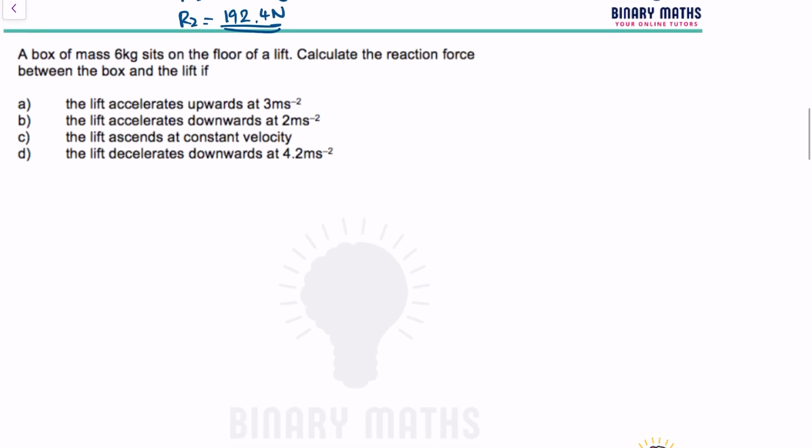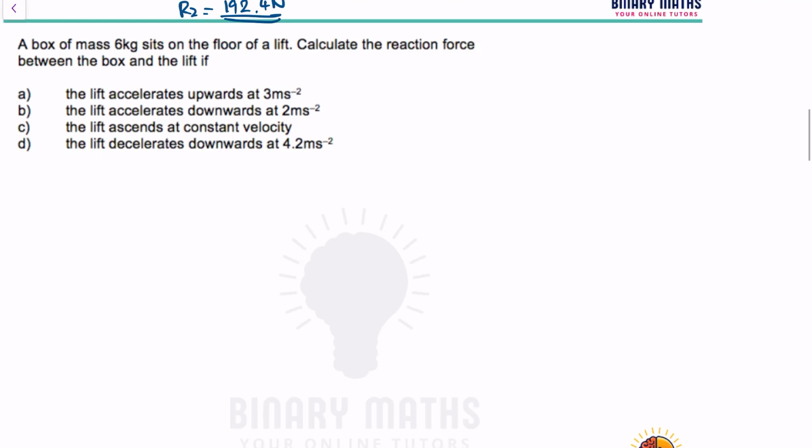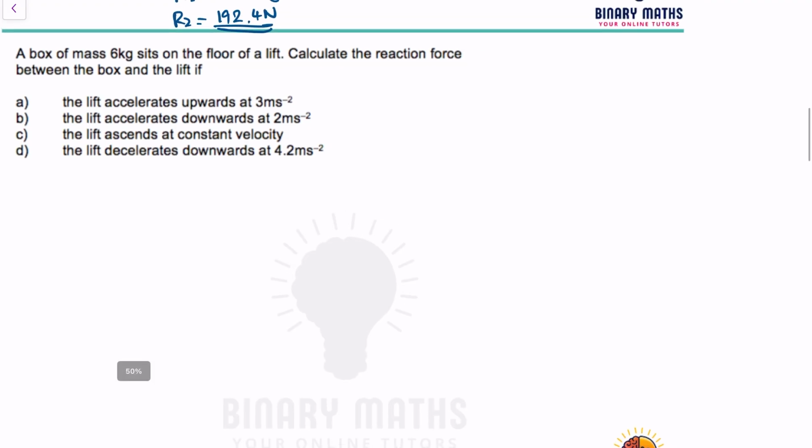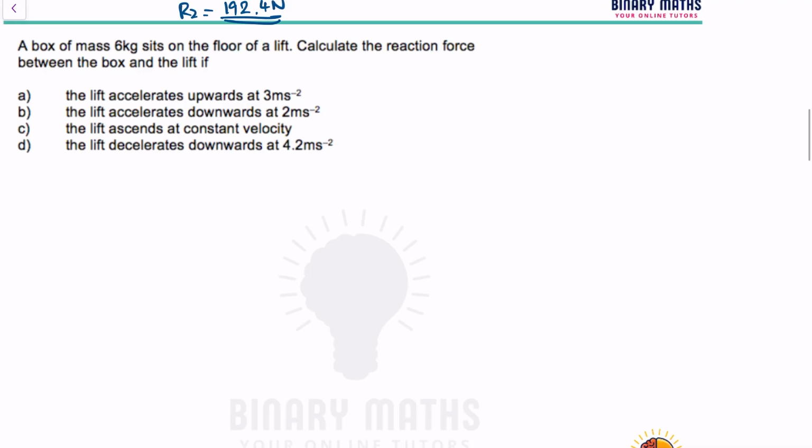Okay, next question. A box of mass 6 kg sits on the floor of a lift. So we calculate the reaction force between the box and the lift. So we don't have to draw the lift in this case. All we know is the box has weight 6g because the mass is 6 kg. And it obviously feels the reaction force from the lift pushing it up. Okay, so A, calculate the reaction force between the box and the lift if the lift accelerates upwards by 3 meters per second squared. So that means it's going up by 3.